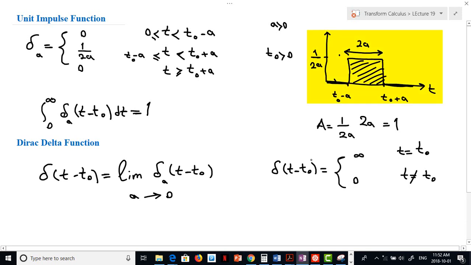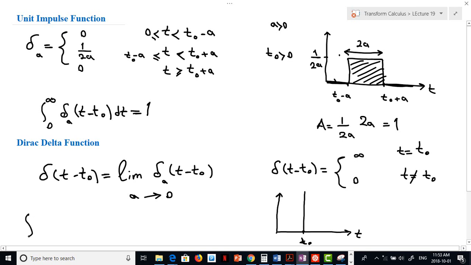See this plot. Imagine a approaches 0. If a approaches 0, we have the Dirac delta function, and its plot is like this. Here we have the t-axis, here it's the Dirac delta function at t equal to 0. The function approaches infinity. So in fact, the Dirac delta function is a unit impulse function. As a result, the property of the unit impulse function works for the Dirac delta function as well.